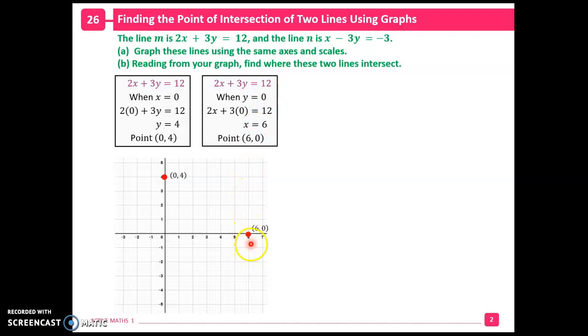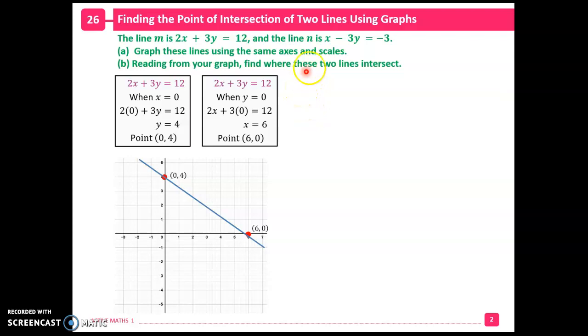So we put it on the graph. So we've now got 2 points and we join them up and we make a line. So that line is that line M. The line that's got 2 x's and 3 y's is 12. Doesn't matter which point I pick on that line, 2 of the x's and 3 of the y's is always going to give me 12.